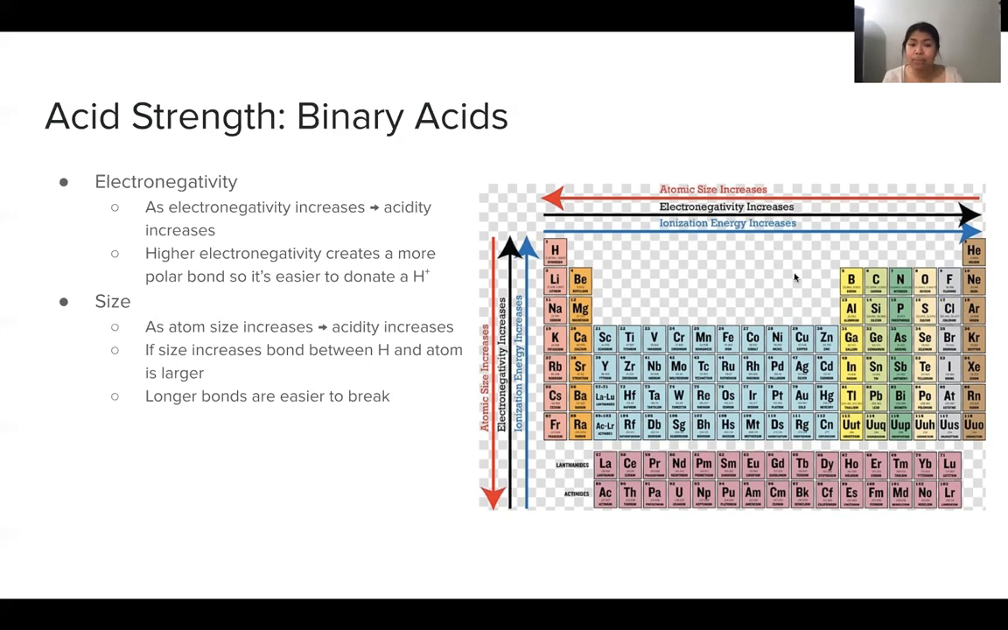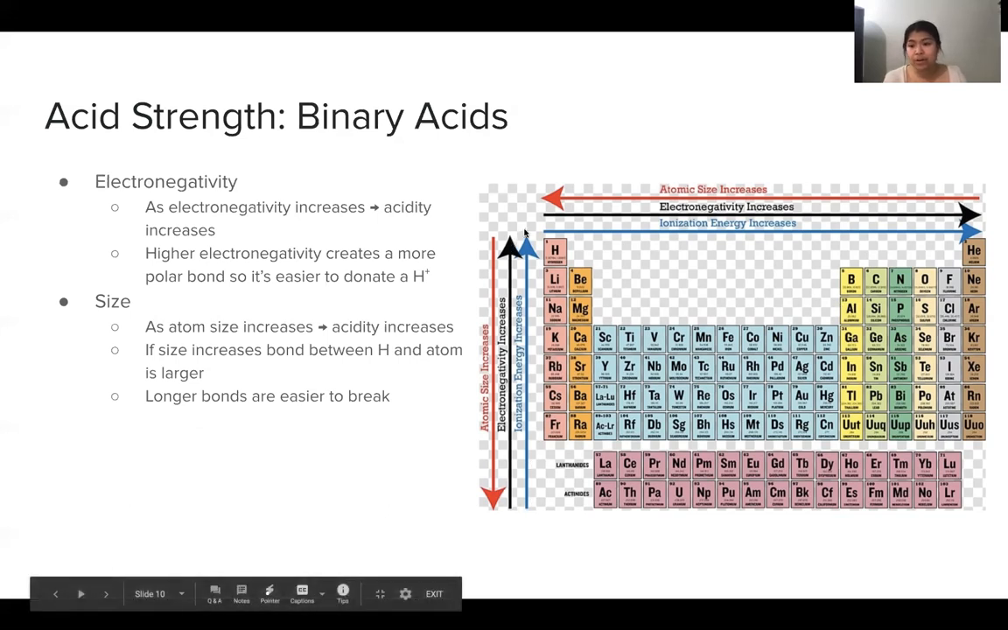Because it creates that polar bond, because it wants the electrons, it makes it easy for H to be donated, because it doesn't have such a strong connection between the two. So that trend goes up this black arrow and then right, so it goes up and to the right.